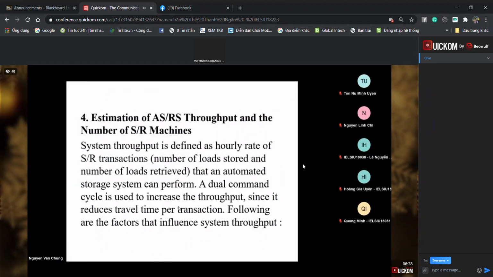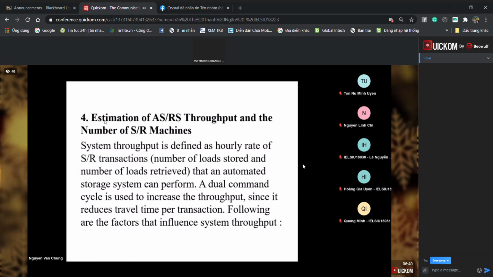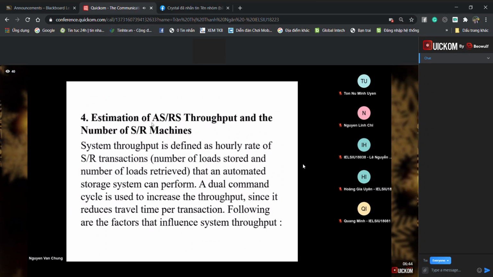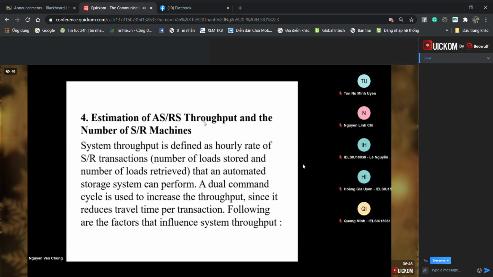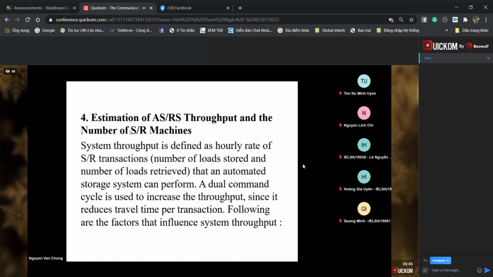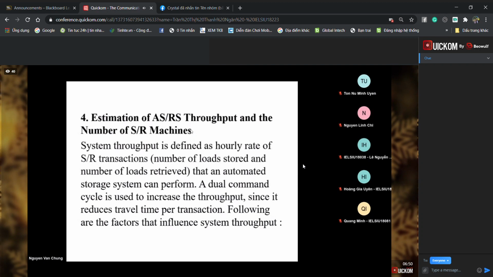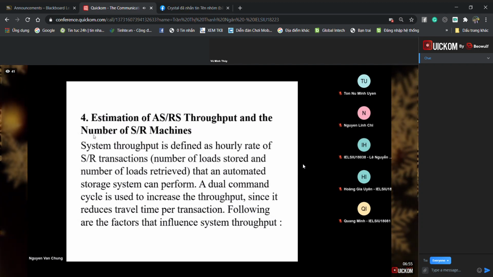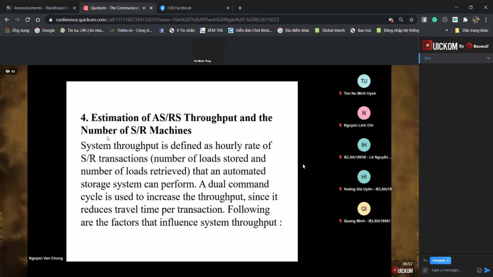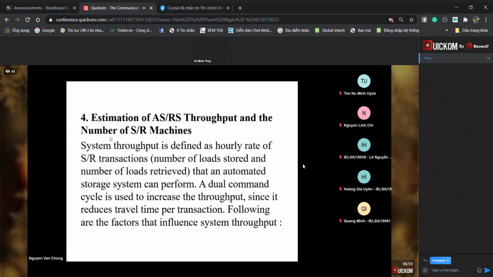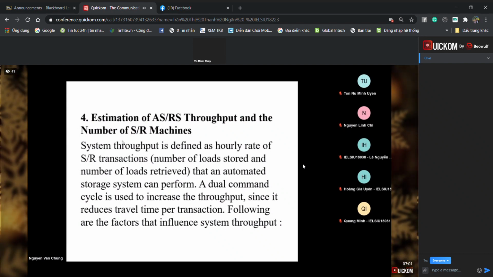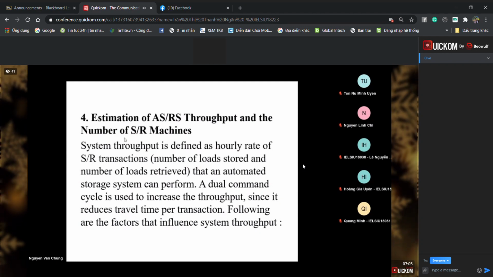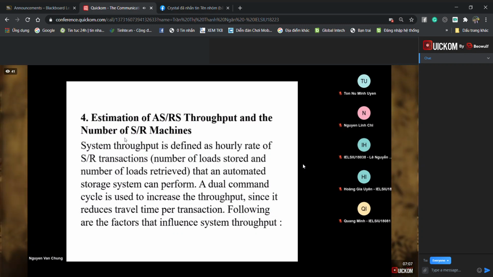And next is the estimation of the AS/RS throughput and the number of ASR machines. So like that, it is very important. You remember before, it is the same as determining the number of AGVs.